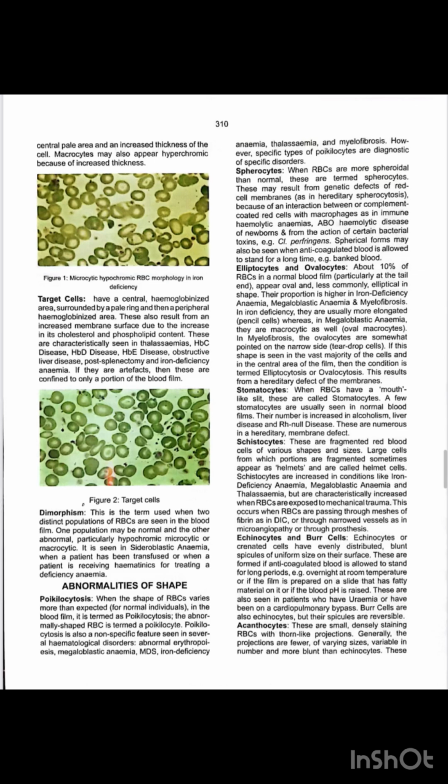Now the abnormalities of shape, the poikilocytosis. When the shape of the RBCs varies more than expected for normal individuals in the blood film, it is termed poikilocytosis. Abnormally shaped RBCs are termed poikilocytes. Poikilocytes are a non-specific feature in several hematological disorders, such as abnormal erythropoiesis, megaloblastic anemia, myelodysplastic syndrome, iron deficiency anemia, thalassemia, or myelofibrosis.